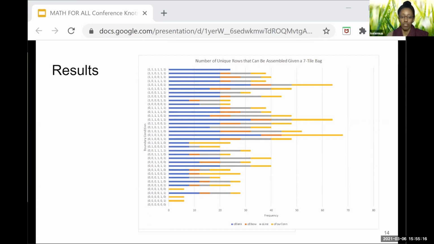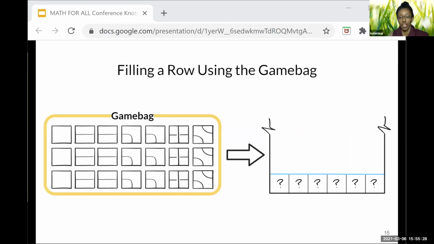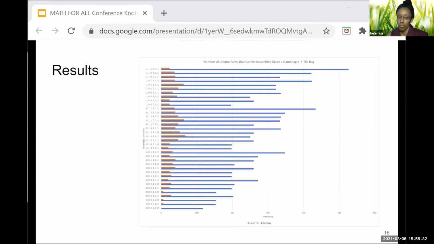And to get results that were more reflective of what the player could encounter, I adjusted my Python code so that it would be more flexible about the types of bags that you could consider. And then I applied the algorithm to the game bag. And I got this output.